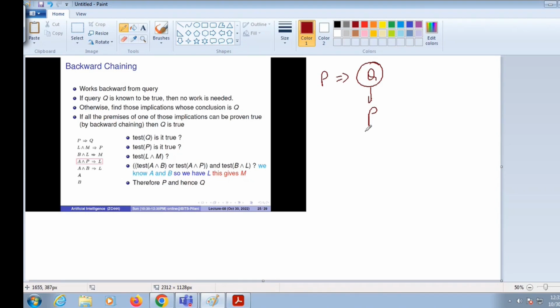If somebody gives you that L and M is going to give you the P, you create the tree in this particular way. Here this says M is equal to B and L. So you combine by this. M is equal to B and L.